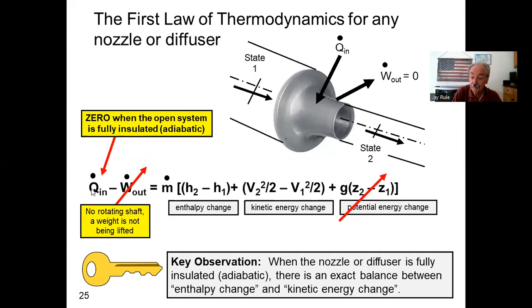When it's fully adiabatic, when you're fully wrapped with insulation and you have an adiabatic process, heat transfer is zero. So we will strike this out whenever the open system is fully insulated. And then once you do that, you can divide by m dot. Now look at what you have left. 0 equals enthalpy change plus kinetic energy change. So you have a balance. That's the key observation. When the nozzle or diffuser is fully insulated, adiabatic, there is an exact balance between enthalpy change and kinetic energy change. That's a real neat thing to observe for this type of equipment.